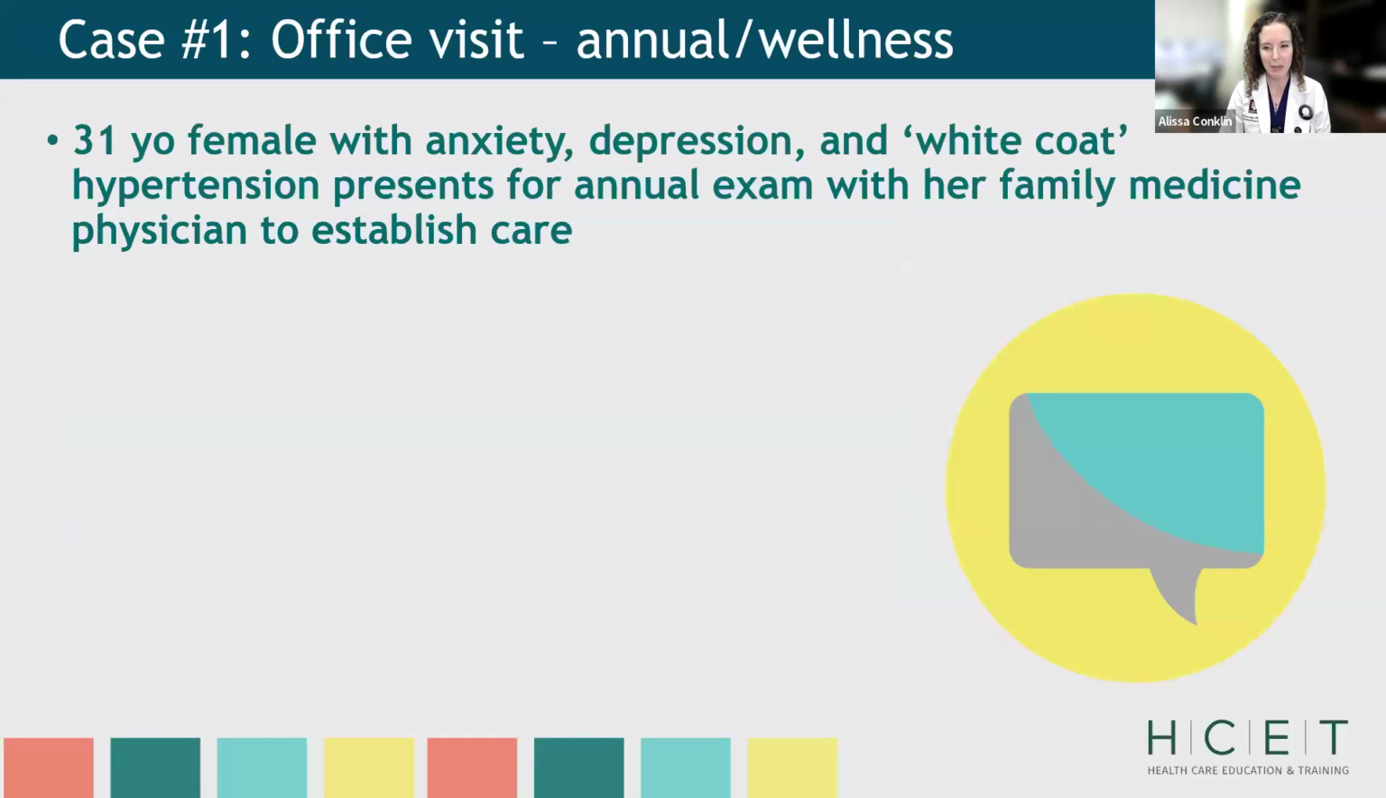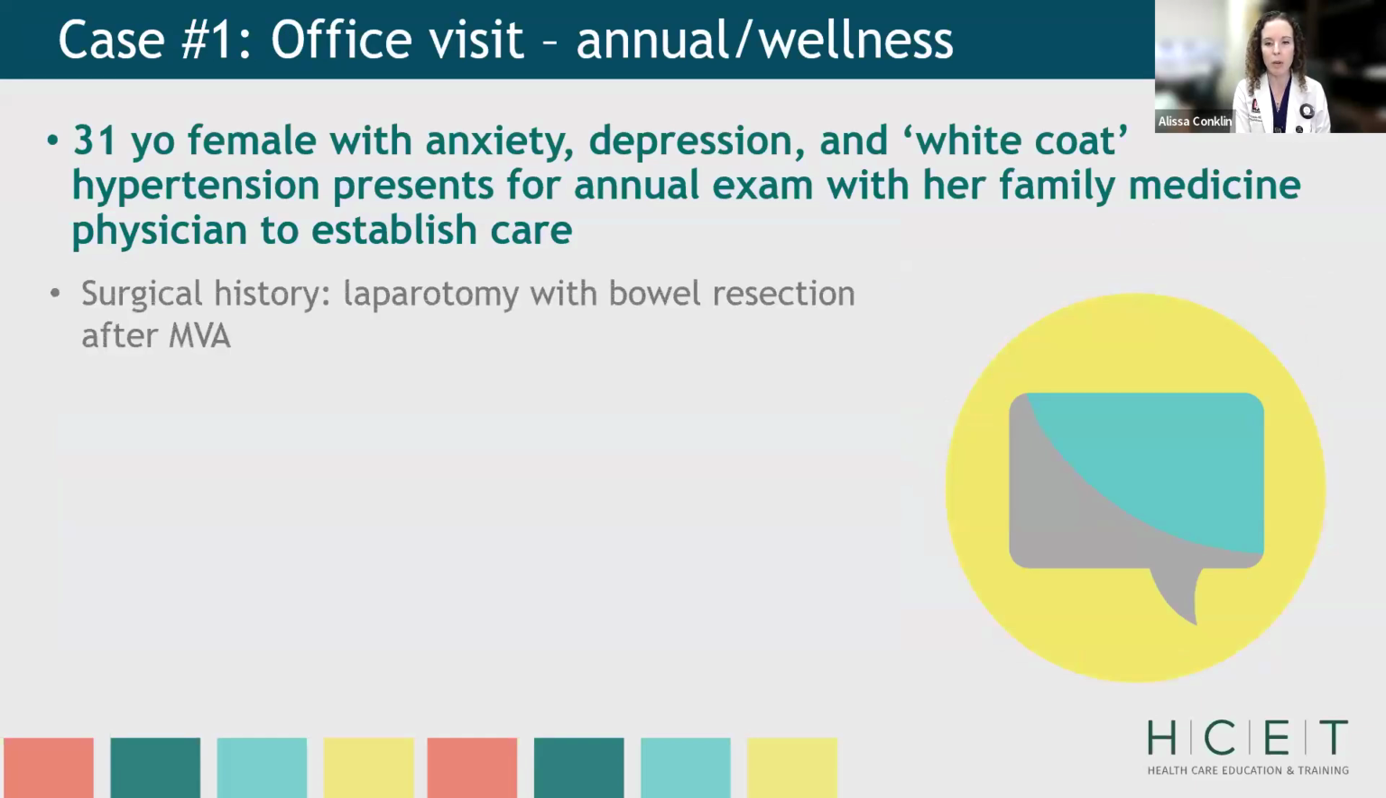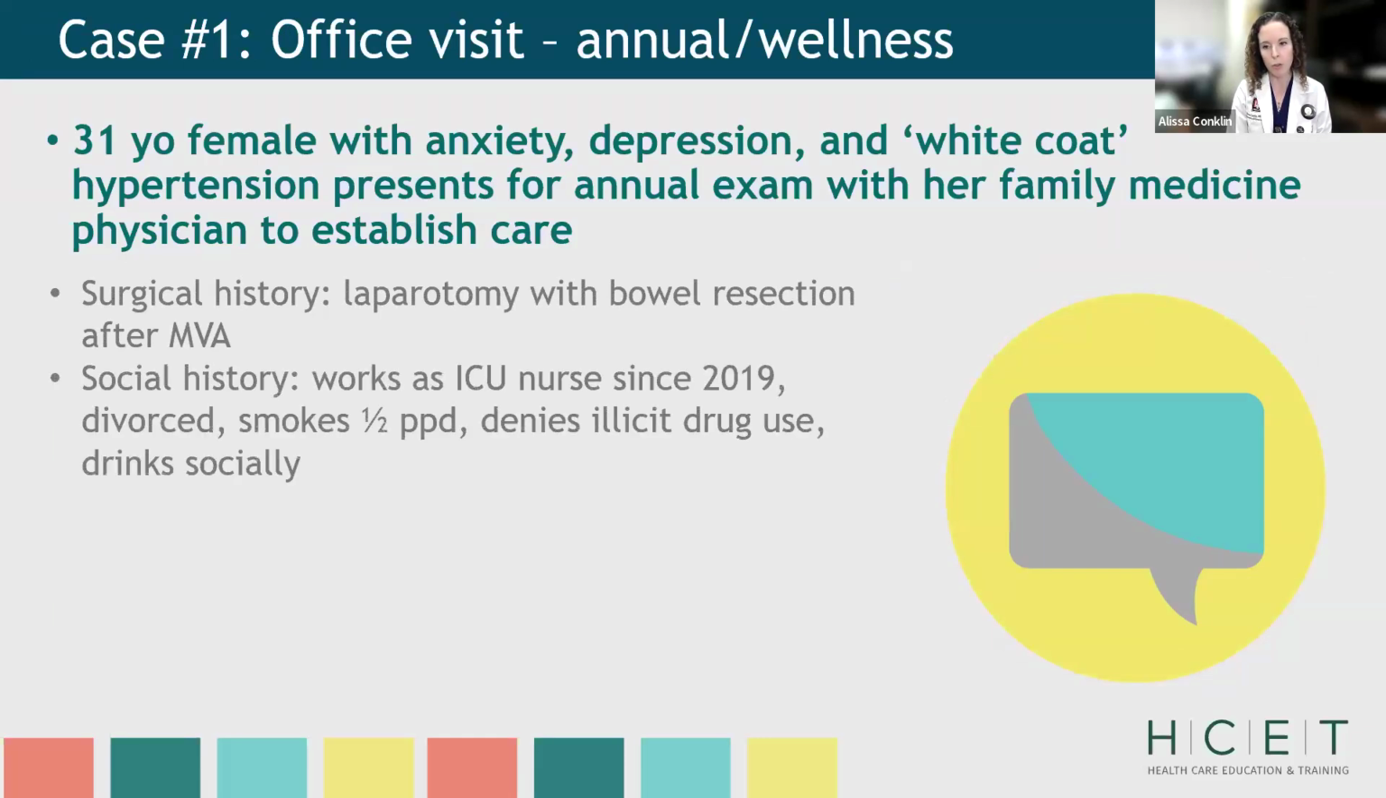We have a 31-year-old lady with a history of anxiety, depression, and white coat hypertension coming into the office today for an annual exam, and it's her first time here. Her surgical history shows she had a laparotomy in the past after a car accident that resulted in a bowel resection. Her social history shows that she works as an ICU nurse since about 2019. She's divorced, she smokes half a pack a day, but she denies illicit drug use. And her mom died of breast cancer pretty young, and her dad has a history of alcoholism.